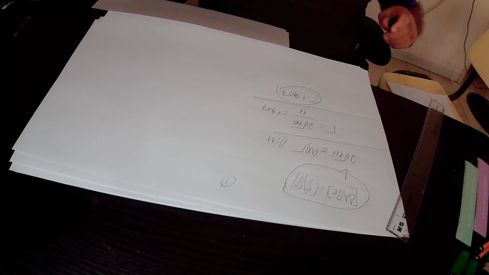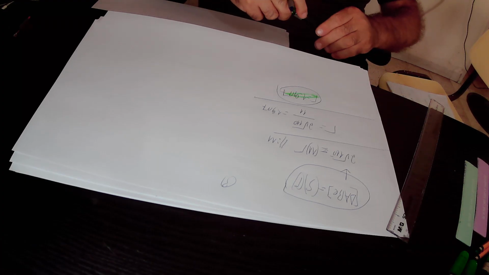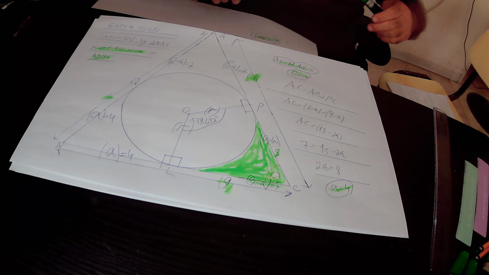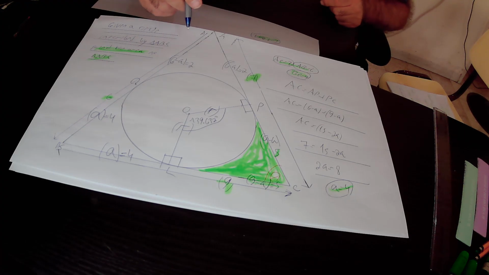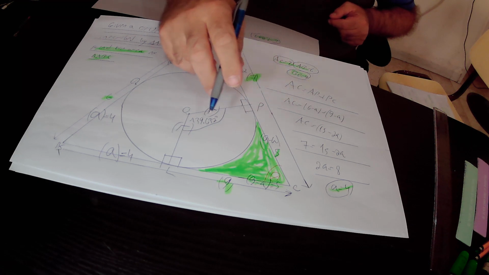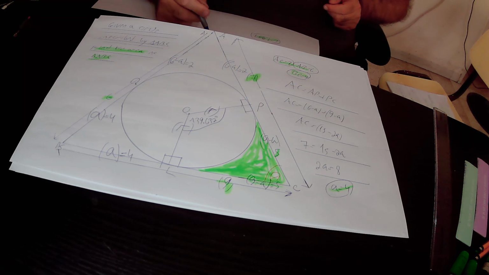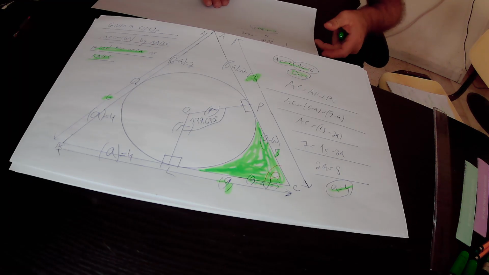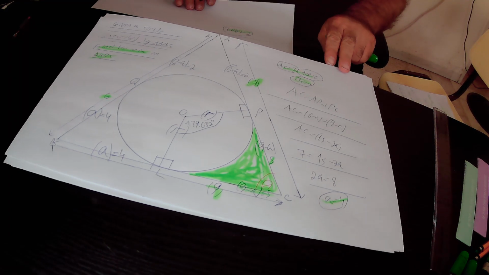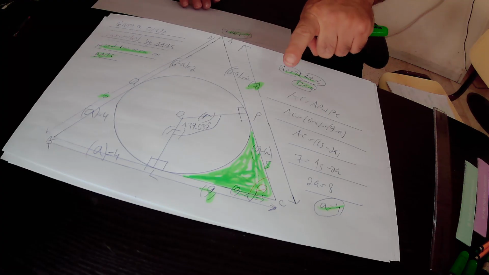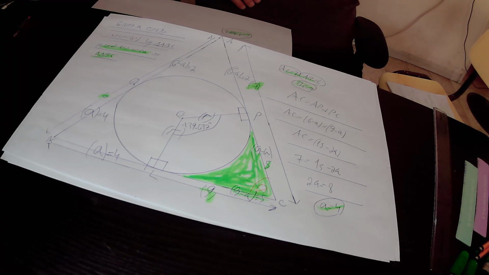Repeat again, I should find out that the radius R of this circle inscribed by triangle ABC is equal to 1.907 units. Our task is to find the area of this green shape.